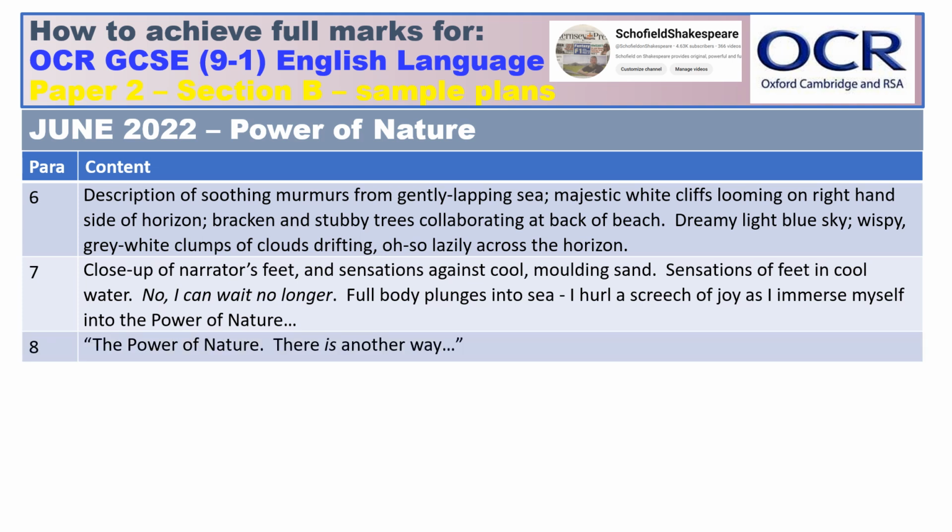the power of nature. Note how in this final short dramatic paragraph for effect, I not only reuse the title, but the words from paragraph 2 about there being another way. Now we know what this way is.